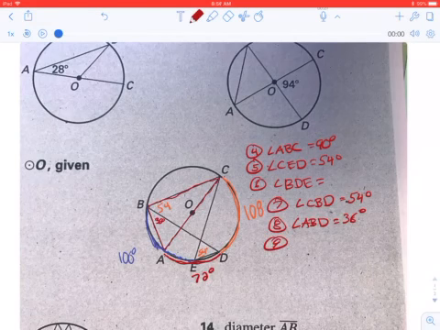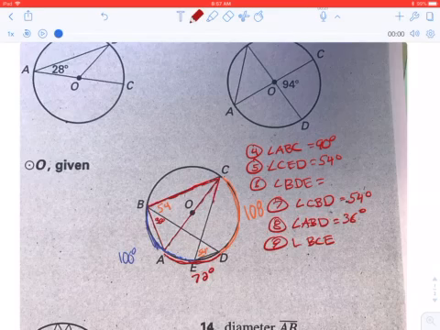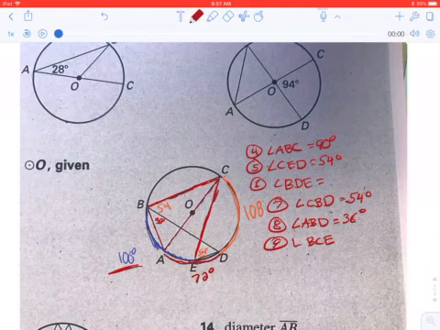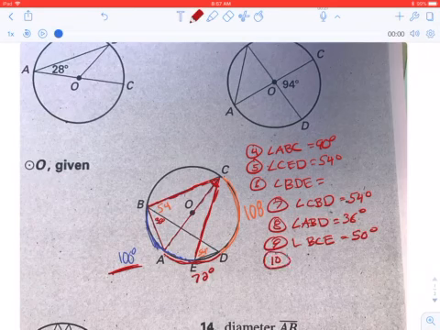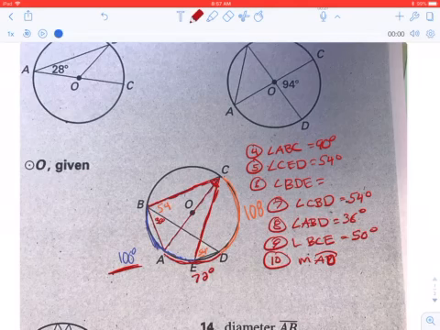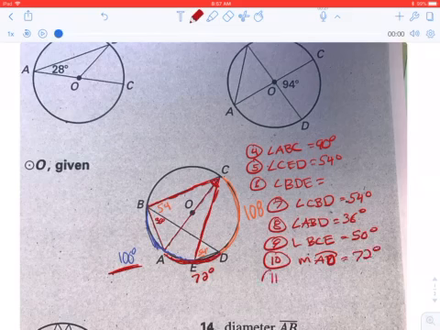Number 9 is angle BCE. And BCE is this angle here. And this angle intercepts arc BE, which we know to be 100. So this angle back here has to be 50 degrees. And number 10 says solve for the measure of arc AD. And arc AD, as it's marked right here, is 72 degrees.